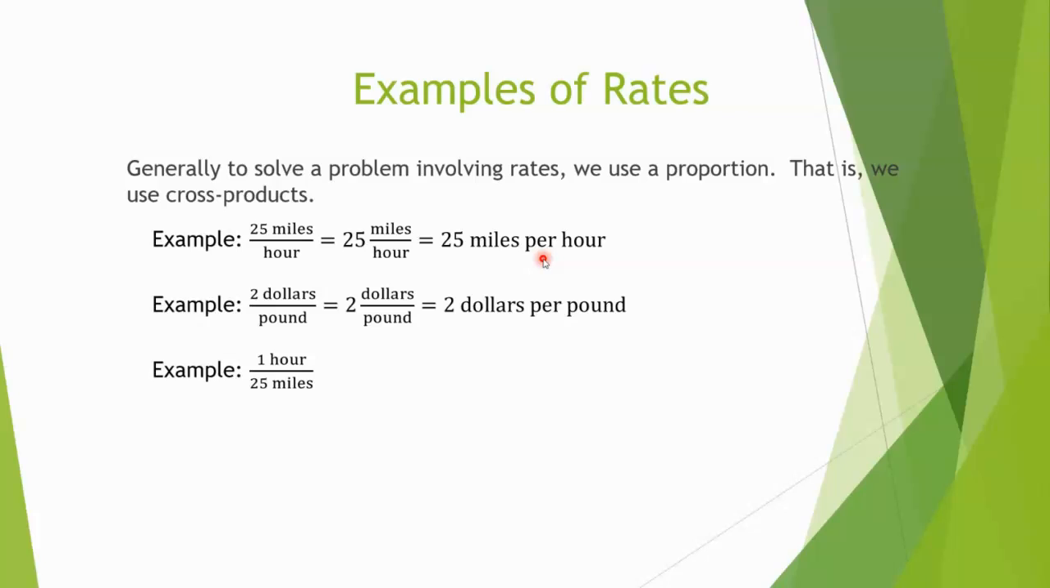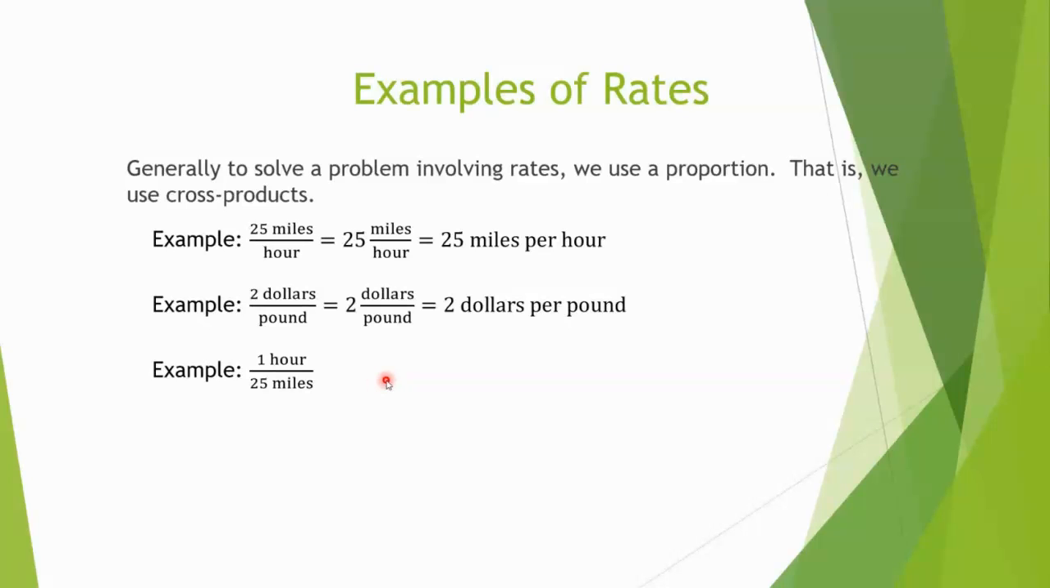And you could actually invert, that is, flip a rate, it's a fraction, and you get another one. So if we take the 25 miles per hour, we can flip it and get 1 hour per 25 miles. That's another rate. It's not a unit rate anymore. These are unit rates because you have a 1 here. The 1's not written, but it's understood to be there. So this is not a unit rate, but it's still a rate though.